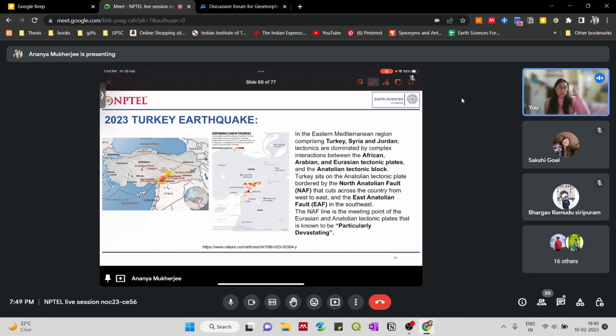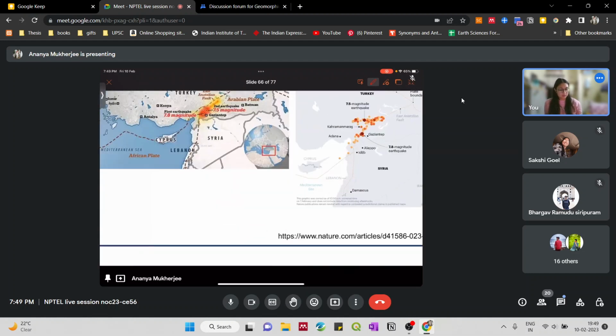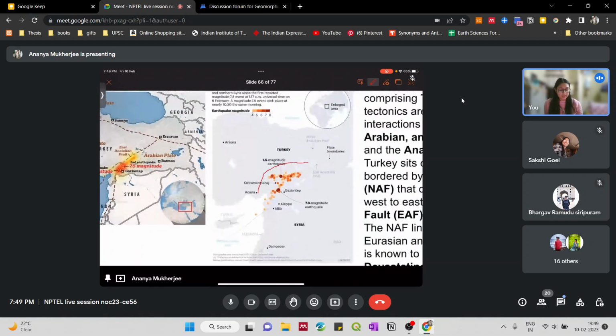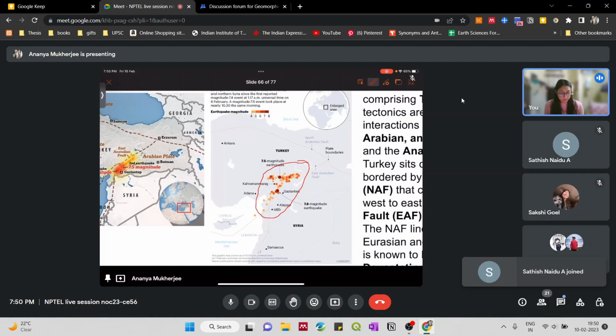Now we come to the Turkey earthquake. Plate boundary processes are responsible for the occurrence of the Turkey earthquake, which right now is one of the most devastating earthquakes that have happened in the current situation. So over here you can see these are some of the areas where seismic activities have been recorded. First there was a 7.8 magnitude earthquake, then you had the 7.5 magnitude earthquake.